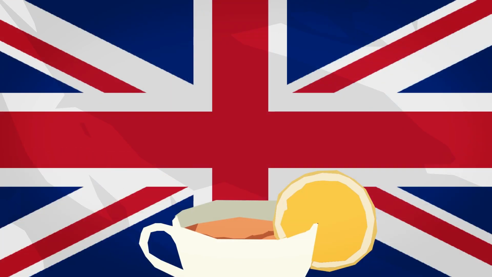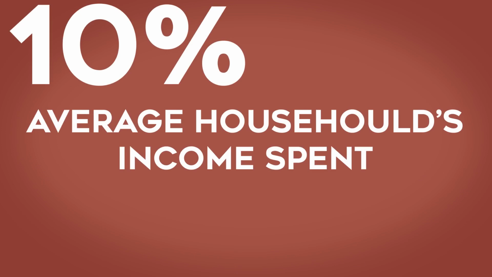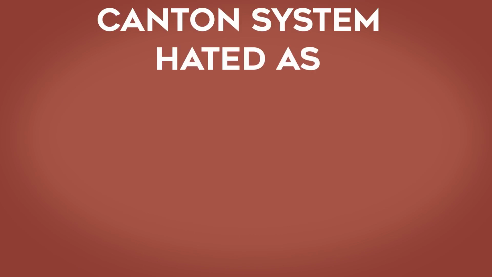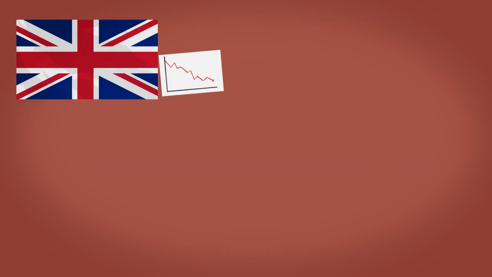Tea at this point made up 10% of the British government's revenue, and 10% of the average household's income went directly to tea. Or to put this in simple terms, shit was crazy, y'all. Under these circumstances, you could see why the Canton system was as hated as a sandwich full of not good things. A massive trade deficit stood at Britain's expense.